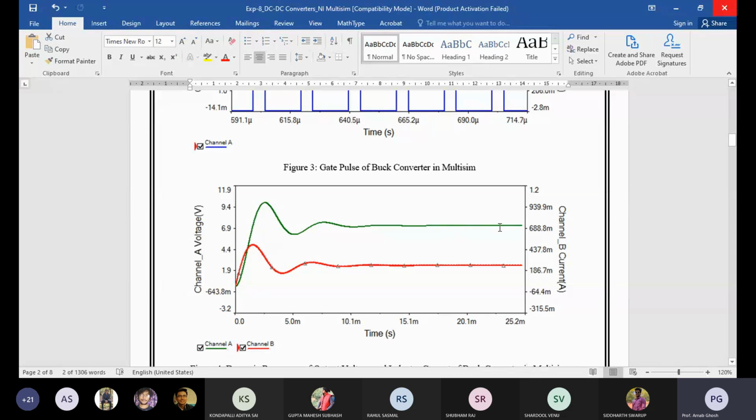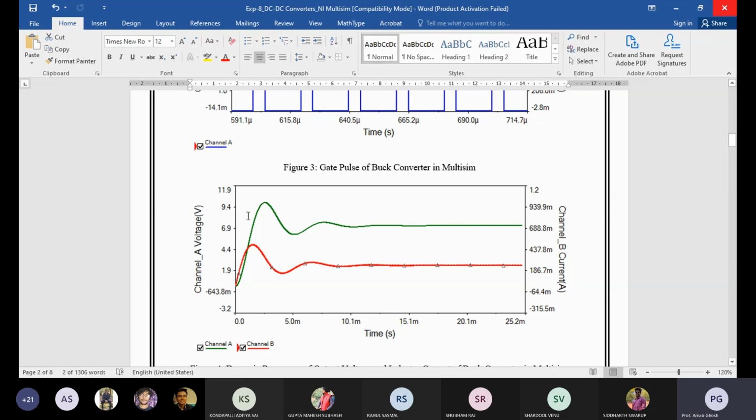3 by 7, it is coming 42.85 percent. So the maximum overshoot is 43%. If you are able to design a good control, that value should be reduced. So this is the operation of the buck converter. Then you can see the boost converter operation.